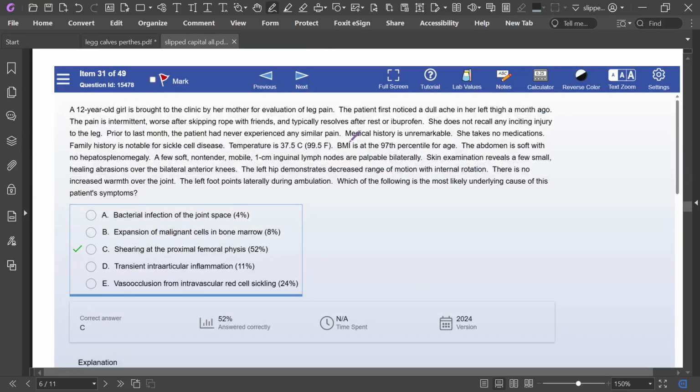If we look at this question, family history is sickle cell, and the left hip demonstrates decreased range of motion with internal rotation. There is increased warmth to the joint. The left foot points laterally during ambulation.